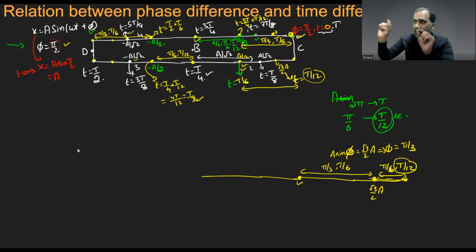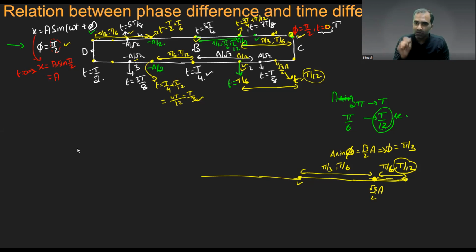So totally, between mean and extreme, there are 3 points that we have taken. Try to understand: from the mean to the 30 degrees point, what is the time gap, phase gap? From 30 to 45, what is the time gap, phase gap? From 45 to 60, what is the time gap, phase gap? 60 to 90, what is the time gap, phase gap?